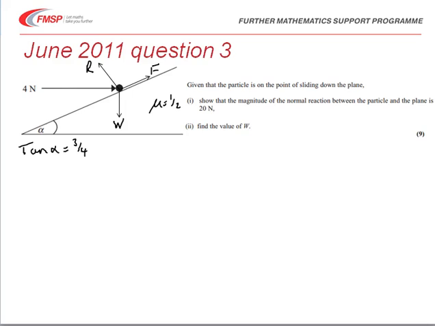The fact that we've got tan alpha is equal to 3/4 is a way of giving us the values of sine alpha and cosine alpha. So if we just draw a little right angle triangle with the 3/4 in there, you can see that by Pythagoras' theorem, or you probably know, the hypotenuse is 5, and therefore sine alpha is equal to 3/5 and cosine alpha is equal to 4/5. So we were asked to find the magnitude of R and also the value of W.